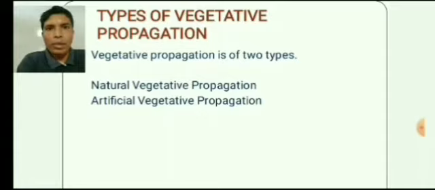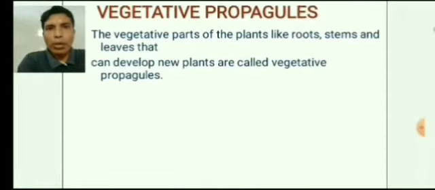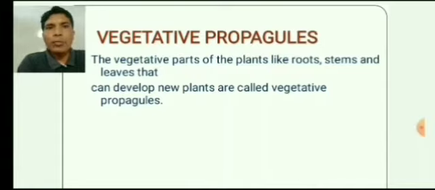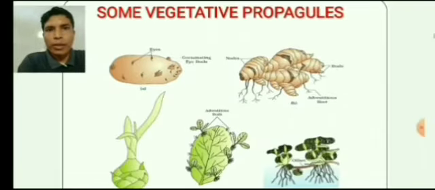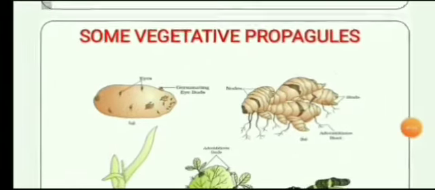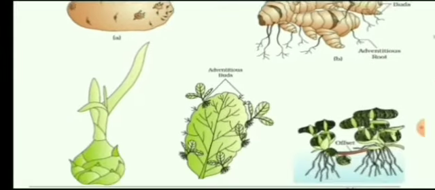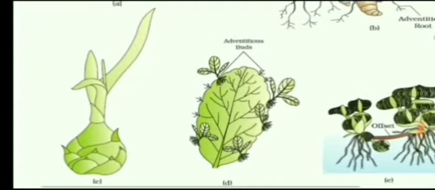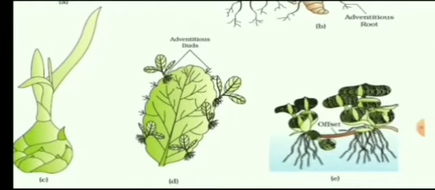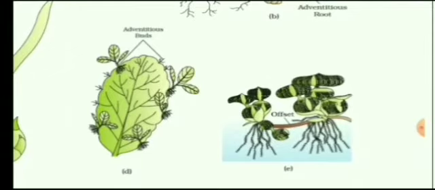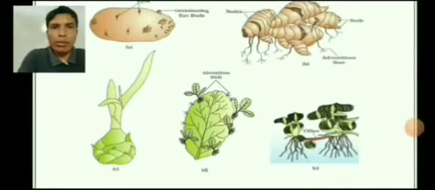Now let us know what vegetative propagules are. The parts of the plants, like roots, stems, and leaves, that can develop or grow new plants are called vegetative propagules. Let's see some vegetative propagules here. These are some vegetative propagules: potato tuber, rhizome of ginger, bulbil of agave, leaf of bryophyllum, offset of water hyacinth. These are some examples of vegetative propagules.